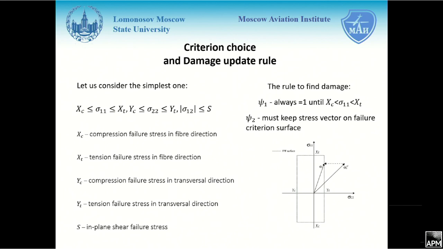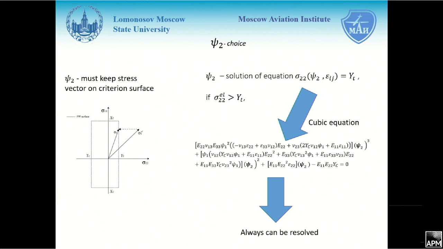I want to tell you that parameter psi 1 has only two values. Primarily, it is equal to unity, and if the failure occurs, this parameter is equal to 0. But the second parameter is a variable one. To keep the stress tensor on the failure surface and to determine it, we have this cubic equation, and we have to choose the minimum positive real root.